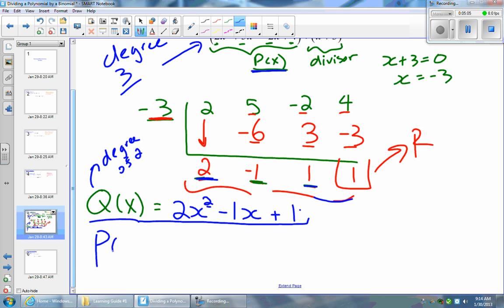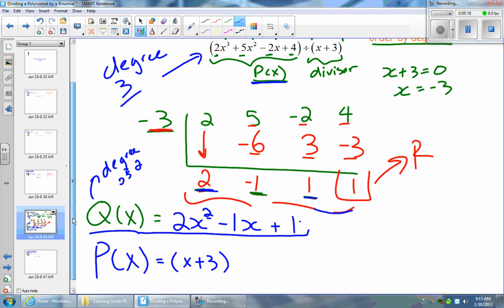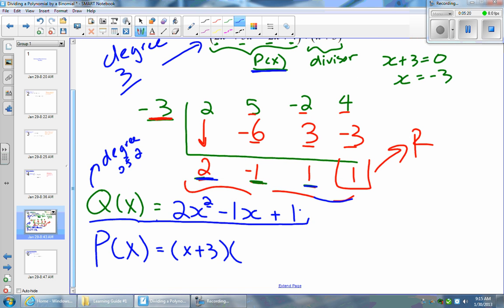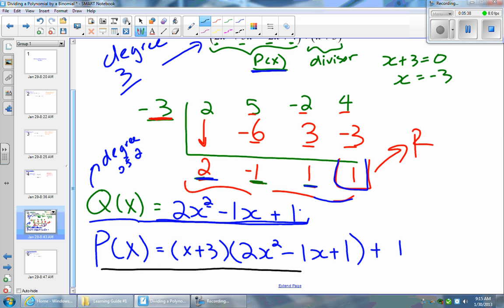So, our division statement is as follows. P of x is equal to our divisor, which in this case is x plus 3, times our quotient. Our quotient is right here, 2x squared minus 1x plus 1, and we're going to add our remainder. In this case, the remainder we found was 1. So there is the division statement of our division question.